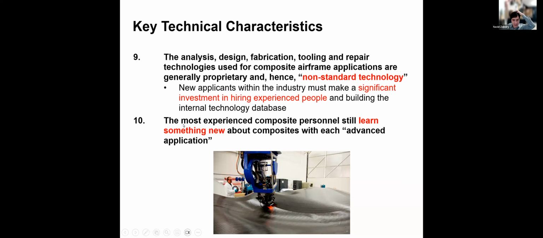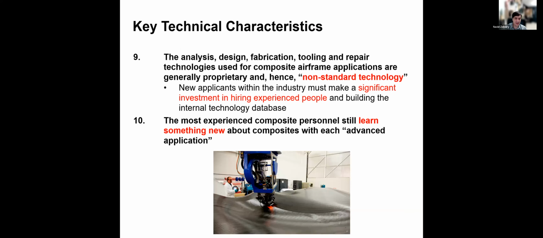Even, and it's number 10 that FAA concludes this list with, that even for the most experienced people, there's always something new to learn, because there are always new technologies coming in. Here's a picture of an automated fiber placement machine, which makes the layup process into an automated process. So there is a huge learning curve to go from how to do this process by hand versus how to do it by robots. So even the most experienced people have to go through this learning curve and learn a new technology.